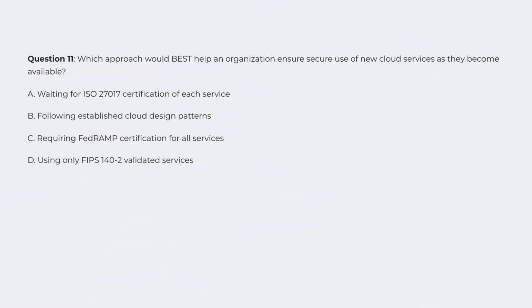Question 11. Which approach would best help an organization ensure secure use of new cloud services as they become available? A. Waiting for ISO 27017 certification of each service. B. Following established cloud design patterns. C. Requiring FedRAMP certification for all services. D. Using only FIPS 142 validated services.